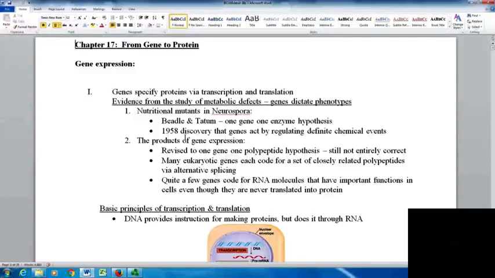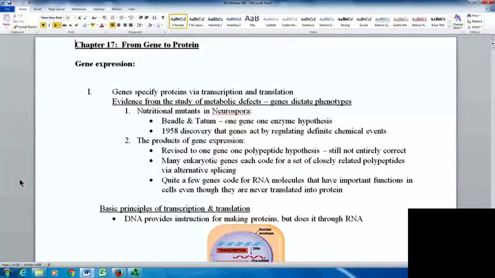So early evidence from the study of metabolic defects led us to realizing that the genes were going to dictate the phenotypes. They looked at nutritional mutants in the Neurospora. Beadle and Tatum were the ones that originally came up with this one gene, one enzyme hypothesis. In 1958, they discovered that the genes are going to actually act by regulating definite chemical events.